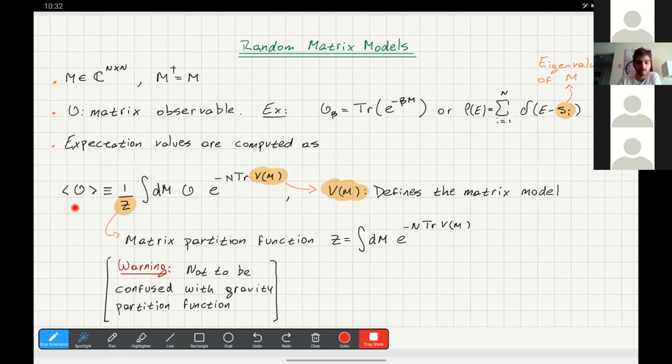The way in which you compute observables is given over here, okay? You basically integrate over all matrices, insert the operator that you're interested in, and you consider this weight function, okay? That is determined by a potential V, okay? So this potential is, you can think of it as the quantity that defines the matrix model. Usually you can think of it as a polynomial, but it can be something more complicated.